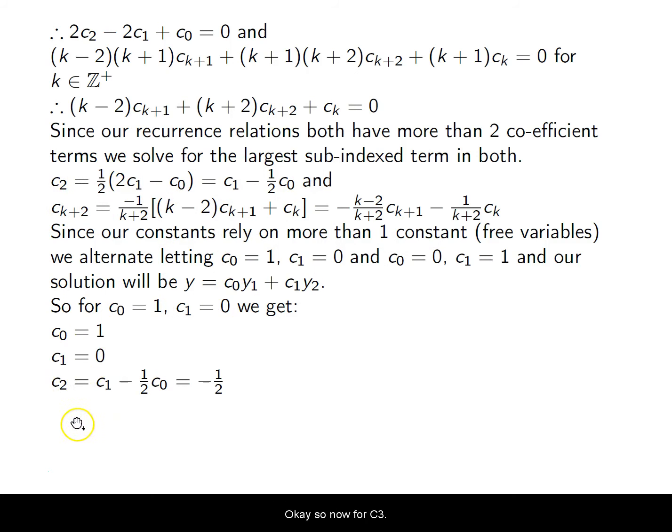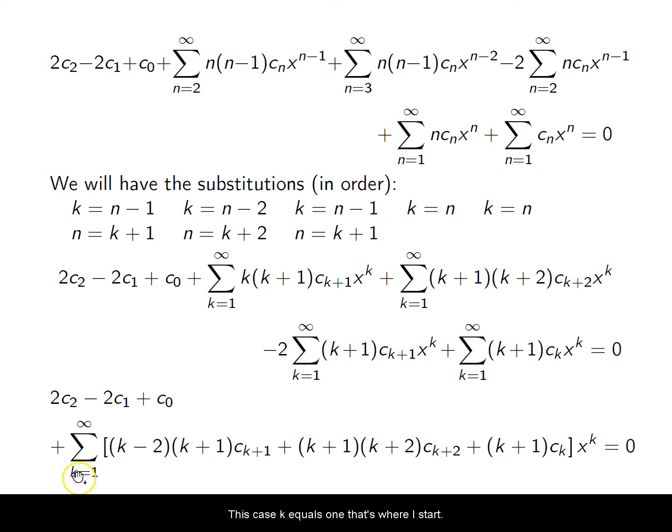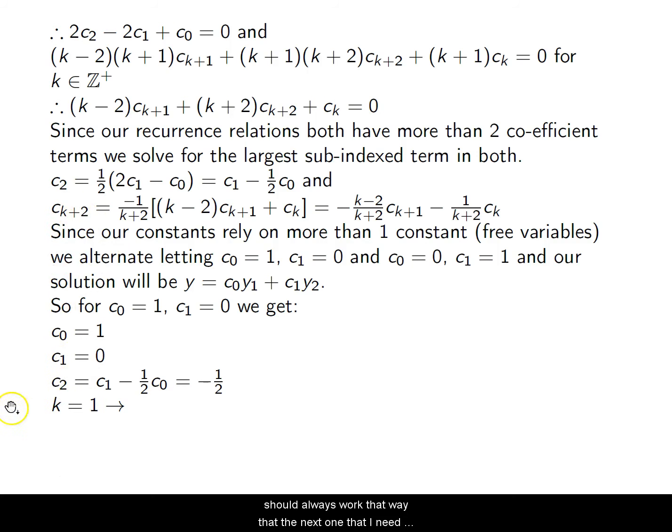Okay. So now for C3, C3 is going to be based off of K. Remember, we are starting at, in this case, K equals 1. That's where I start, right? So now if I let K equal 1, this turns into my C3, right? And it should always work that way, that the next one that I need is based off of my value of K, right? So K equals 1 means that I have C3 here. So I'm plugging that into this recurrence relation, right?